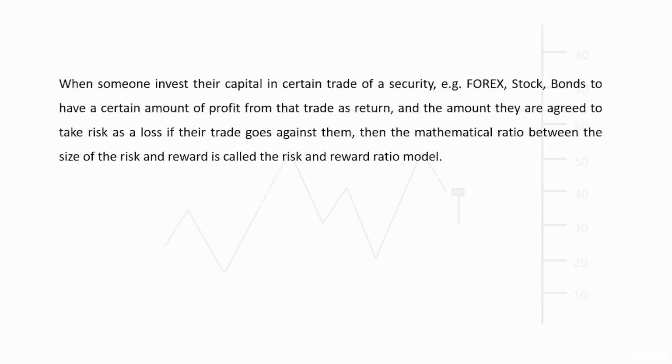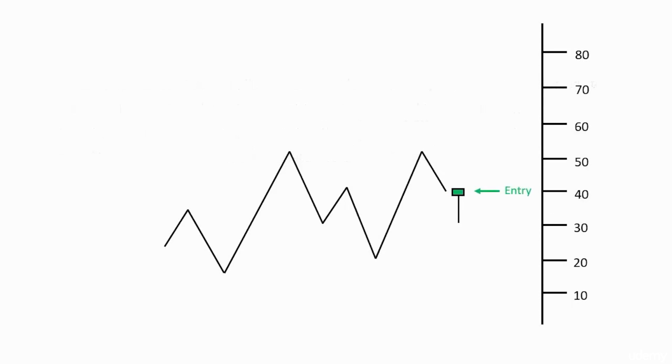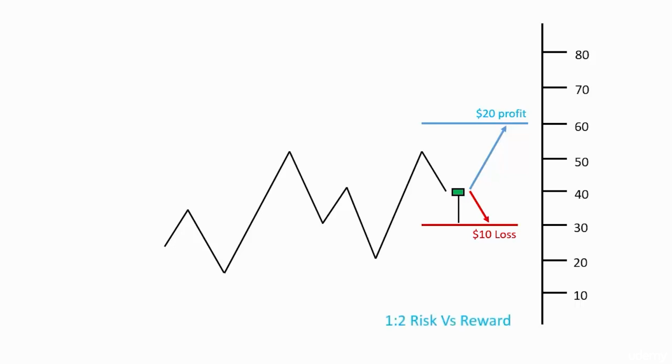Let me give you an example of this. Let's say you have opened a trade at a $40 market price. You expect that the price will rise to $60. Now you are willing to have a $20 return as profit if price goes in your targeted direction, but there are chances that the price will go down and make you lose. So you will tolerate until the market price goes to $30, and if price touches 30, then you will close your trade by taking a $10 loss, which means you are willing to risk $10 to get $20. So your reward is twice the size of your risk. That's why your risk versus reward ratio is 1:2.